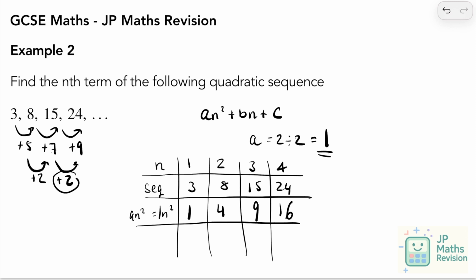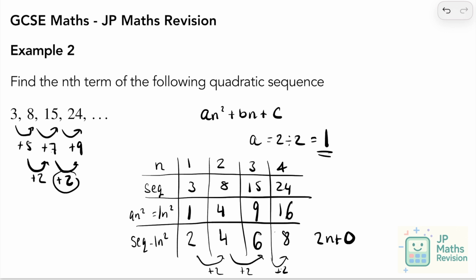Then in the next row, we have to subtract the above two rows. In this case, we're going to do the sequence minus 1n squared. So the first entry, we have 3 take away 1, which is 2. 8 take away 4, which is 4, 15 take away 9, which is 6, and 24 take away 16, which is 8. So the last step is to work out the nth term of this sequence. We can see that this sequence here is a linear sequence with a common difference of 2. So the nth term of this particular sequence is going to be 2n plus 0, because the 0th term of this sequence is 0.